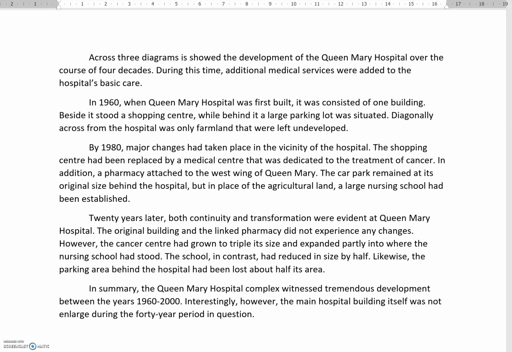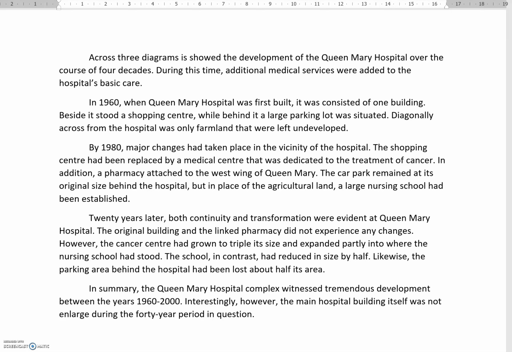Let's look at this text which describes the development of a hospital through diagrams. And we're going to look at the passive voice and identify errors and how to fix them. Okay, so let's start with the first paragraph, the introduction.